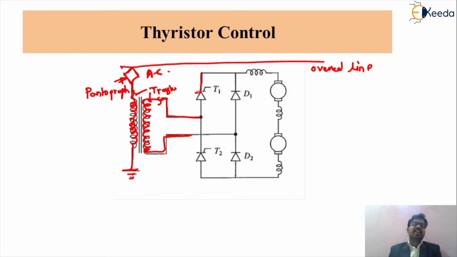So friends, this is a thyristor control. So these are the thyristors. This is thyristor number 1, and this is thyristor number 2. The other two are diodes, the freewheeling diodes. These are called D1 and D2.